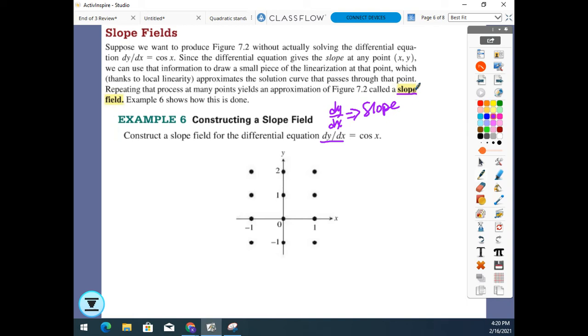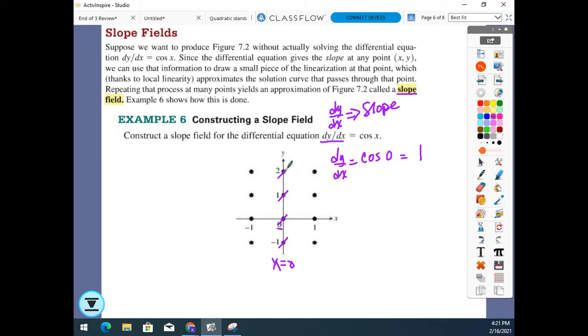All right, so let's consider all of the places where x equals 0. If we plug in every single point here, our x value is 0. Since dy/dx equals cosine, what's cosine of 0? When cosine is 0, the slope is 1. So what we do is create a little short line that has a slope of 1.